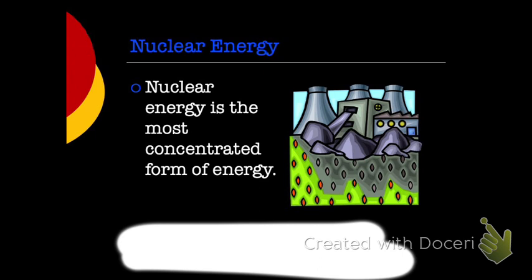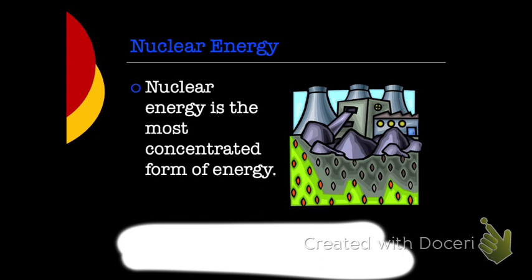All right. Nuclear energy is the most concentrated form of energy, right? It's got really high energy levels and really high temperatures that cause this really intense energy. Okay. So nuclear power plants are intense and really high energy.